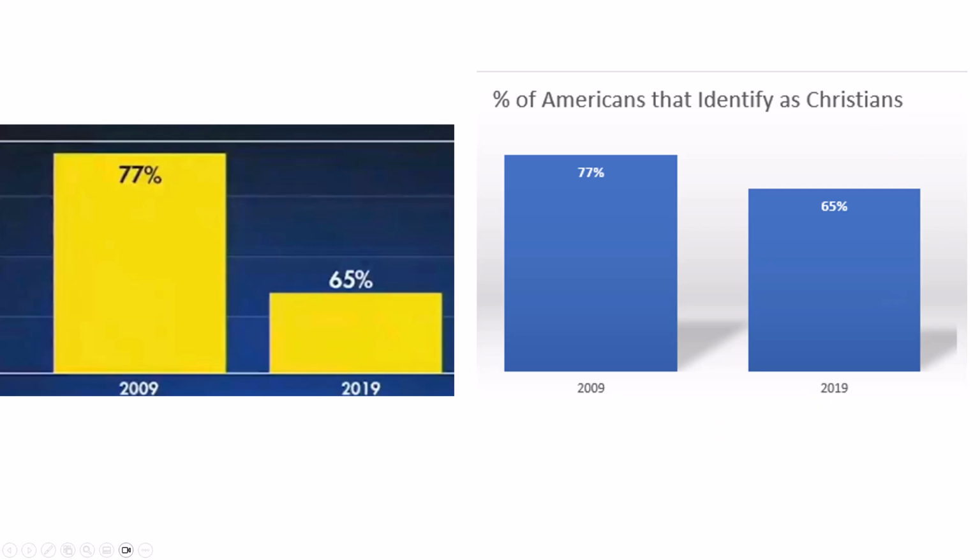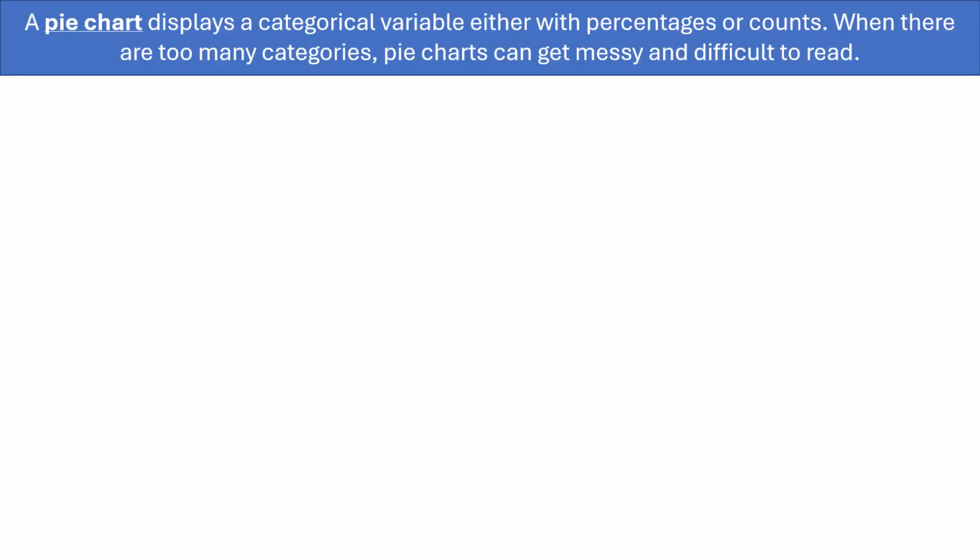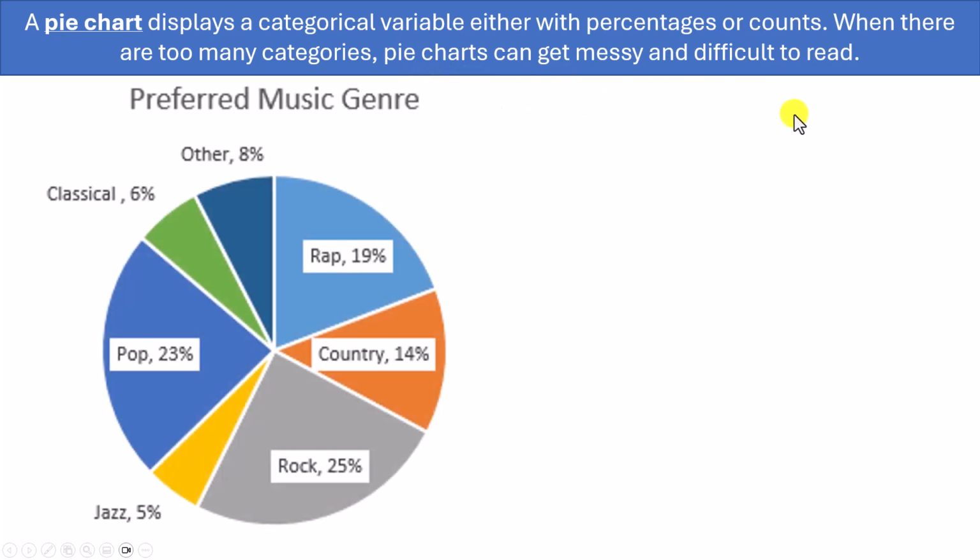All right, so let's next talk about the pie chart, sometimes called the pie graph or the circle graph, which is going to display a categorical variable with either percentages or counts. When there are too many categories, maybe you should not be using a pie chart because it can get messy and difficult to read.